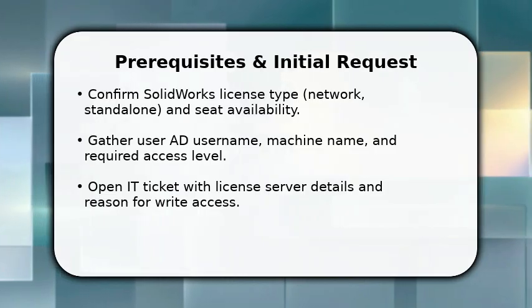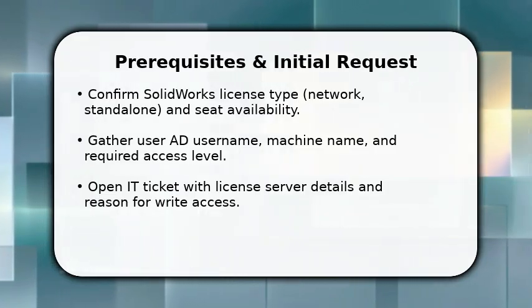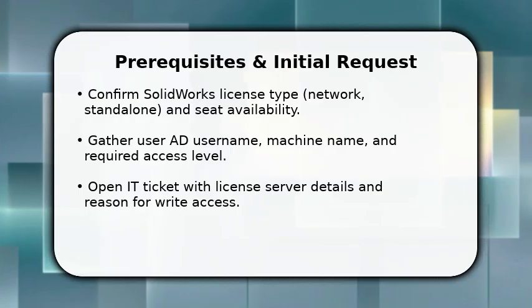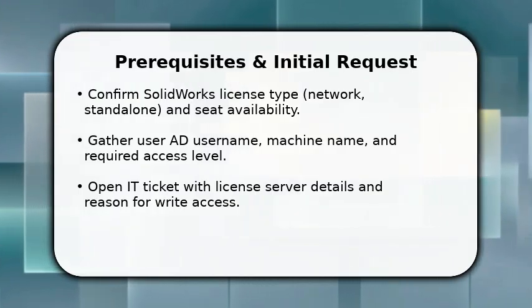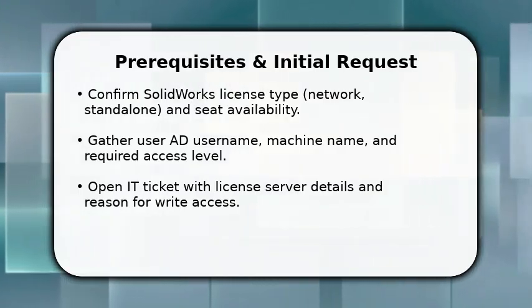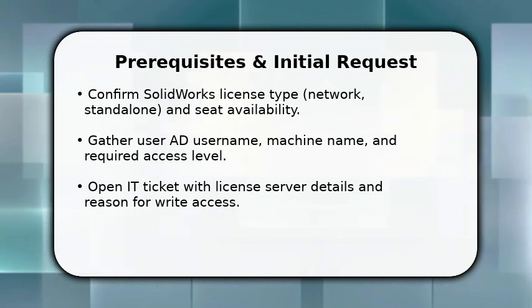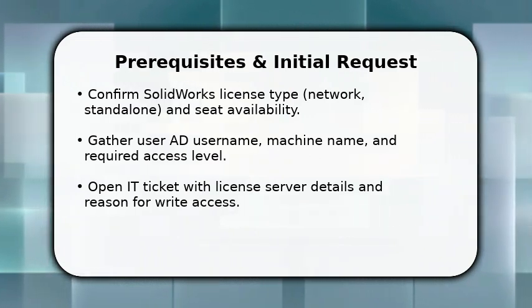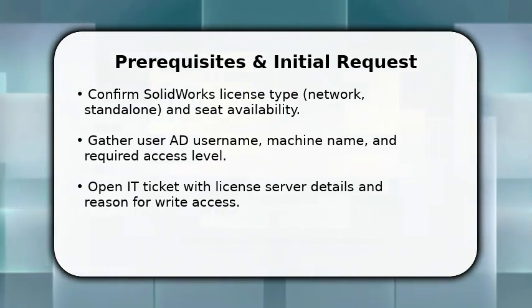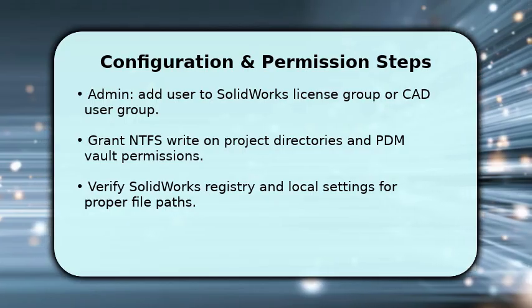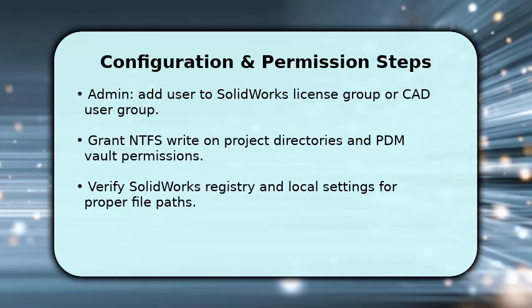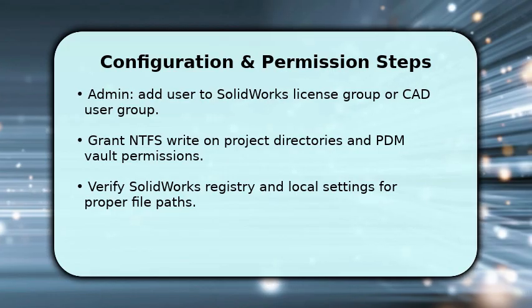Then open an IT ticket or contact the license administrator immediately. Include license server name, serial, and the requested access level so they can map the user to the correct license group. You or the admin now apply permissions. Add the user to the Solidworks or CAD group on the license server and to the PDM group if used.